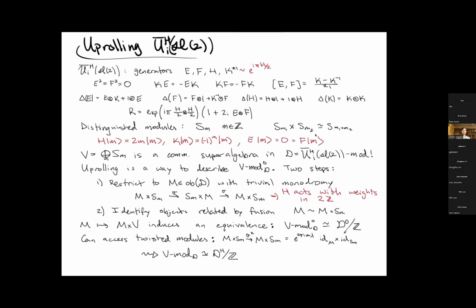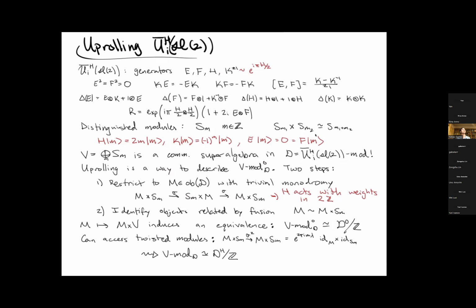To me, restricted says that K acts the same way H does, or at least the weights of K and the weights of H are tied by the relation that I have at the top. In principle, the restriction is coming from the algebra: E squared and F squared equal zero. Well, the Cartan subalgebra part remains large, but the nilpotent E and F part is small.